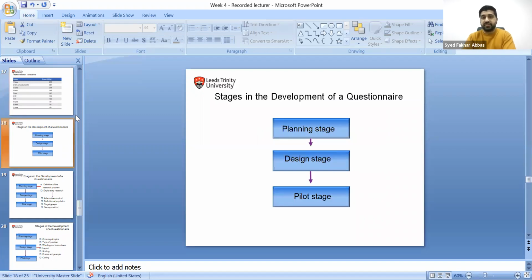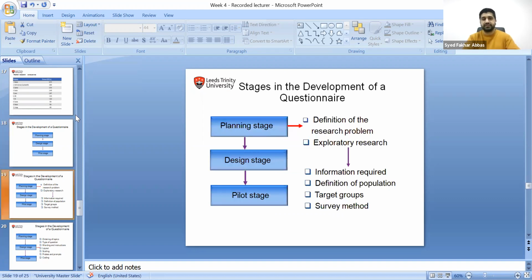Stages in development of questionnaires. There are 3 stages: planning stage, design stage, and pilot stage. We'll discuss them here. Number 1 is the planning stage. This stage basically defines the research problem.